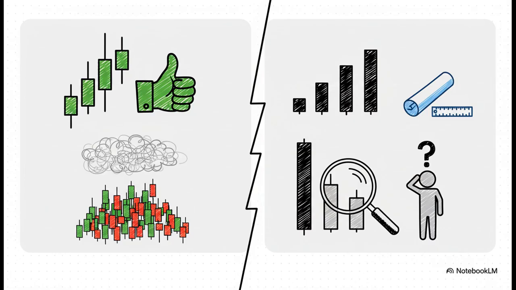But here's the danger. All that color and all those shapes can become visual noise, tempting you to overanalyze every little flicker. Bar charts are the total opposite. They offer this clean, less emotional blueprint of the market structure. But that clarity comes at a price. You have to consciously work a little harder to read the story between the open and the close.